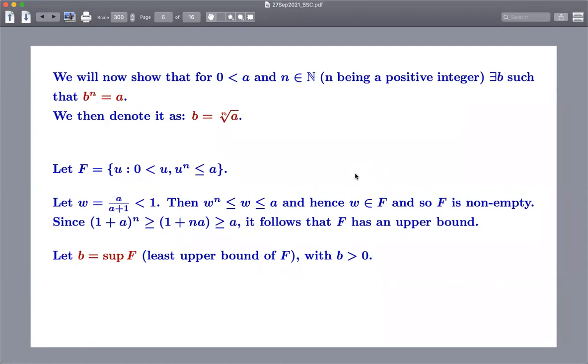Once we are able to show that this is within our system, we can get its supremum. We should be able to argue that that supremum had better be the number b we are looking for. Okay, so that's heuristics. But now we have to do this using the axioms that we have got.